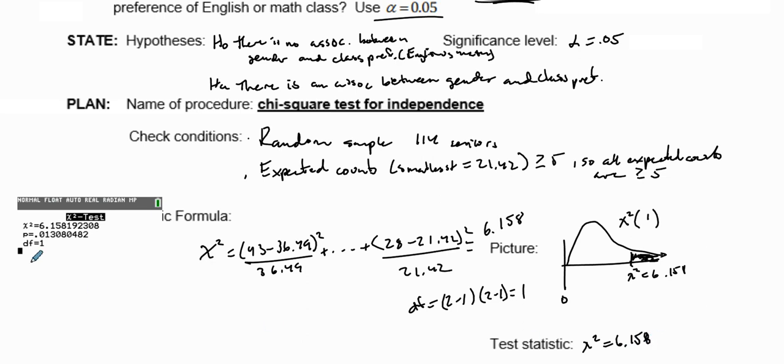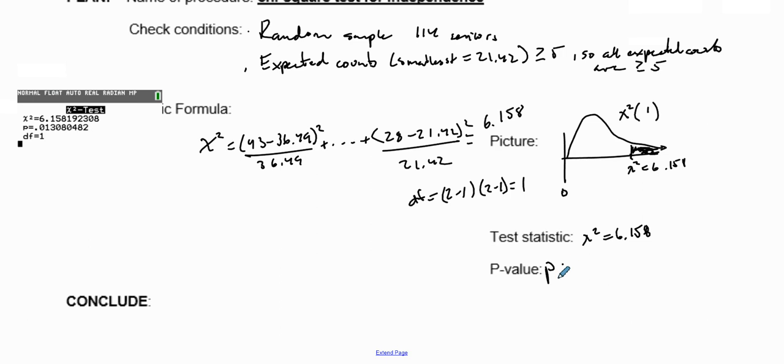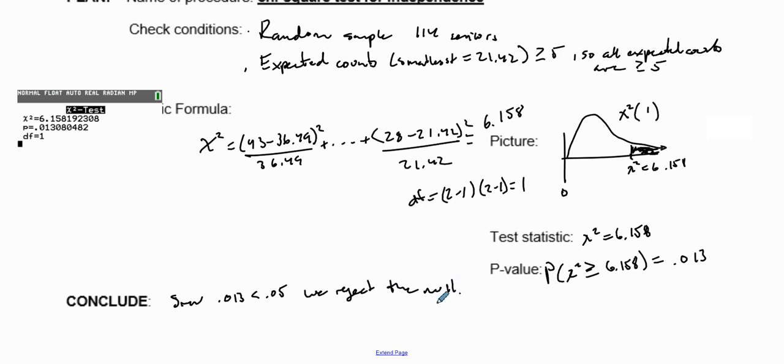Our p-value, the probability of getting a chi-squared value of 6.158 or greater, assuming that the null is true, is going to equal 0.013. Now, what can we conclude? Just like we conclude everything else, since our 0.013 is less than 0.05, we reject the null.